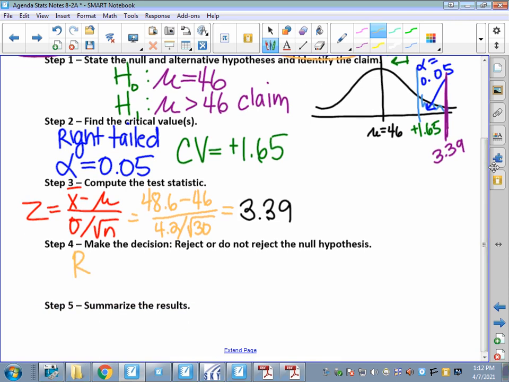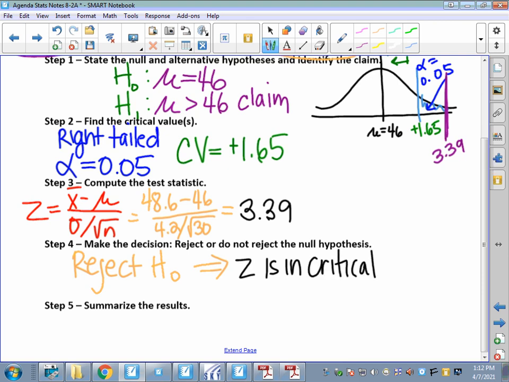So reject H sub 0. The reason is my test statistic, Z, well, right, now write Z. Z is in the critical region. You don't have to write that down. I just want you to know why I am saying it's a reject. This Z value is in my shaded region because everything from 1.65 to the right is shaded. Now, if I got 1.64, that would be like right here, right? That would not be in the shaded region, so I would not reject H sub 0.